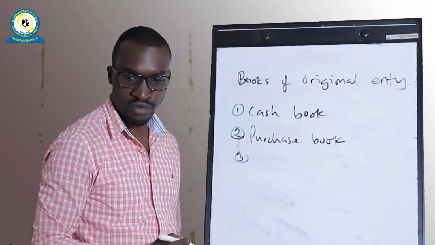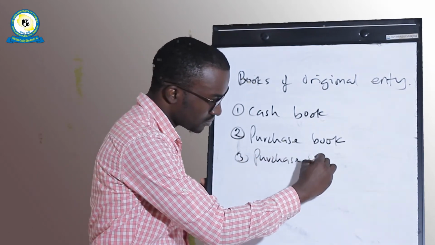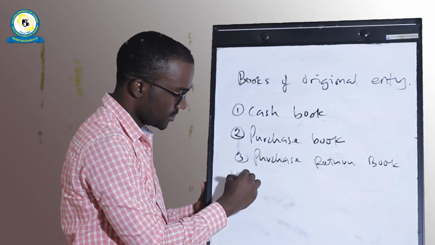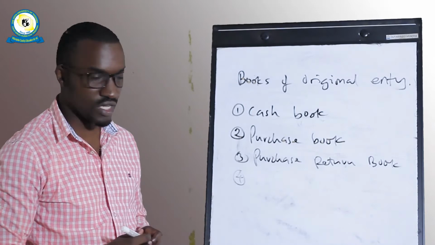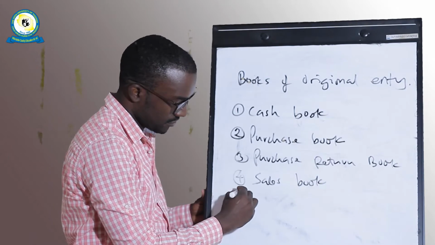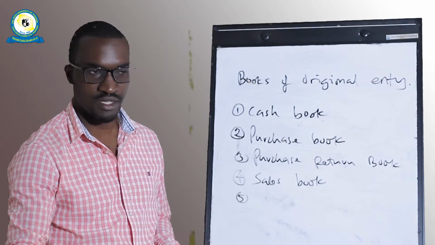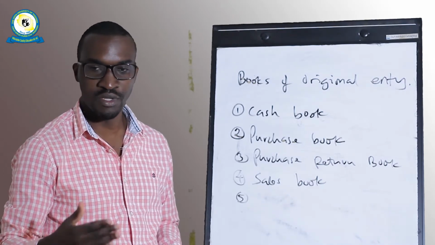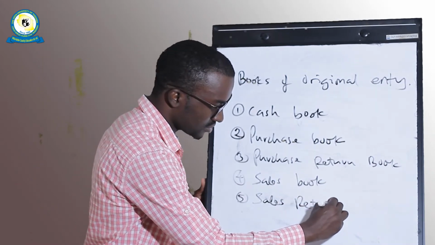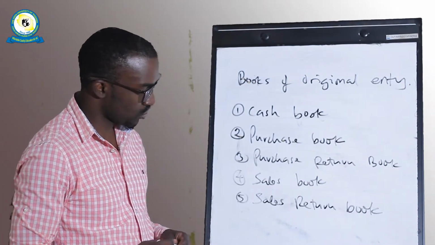Third, we are going to have a purchase return book. I'm going to explain one after another. And then fourth, we are going to have the sales book. And fifth, we are going to have sales return. For example, if you're making some sales and at some point you expect that there will be some returns, then we are going to have a sales return book.